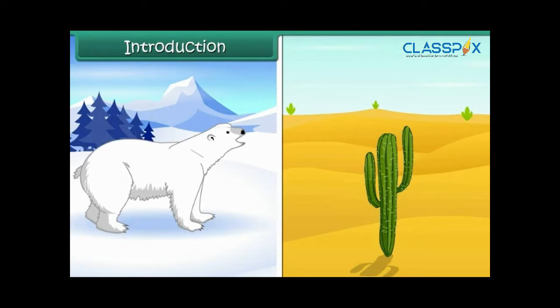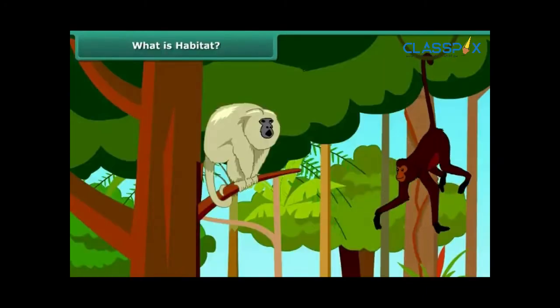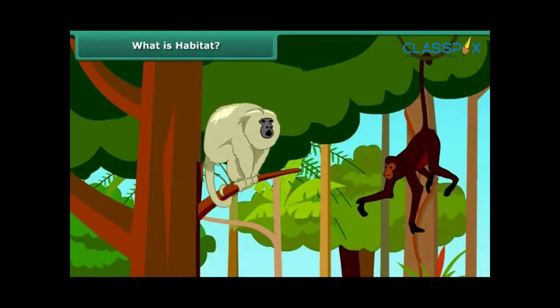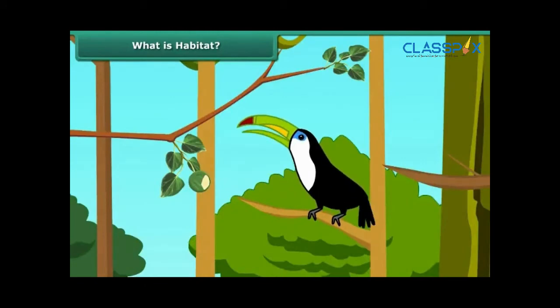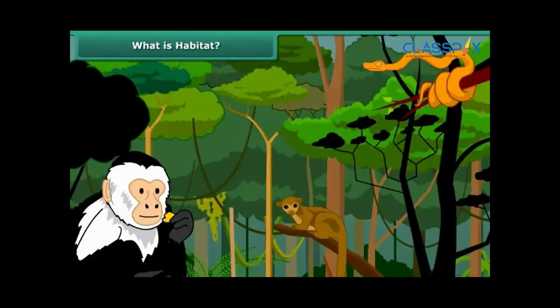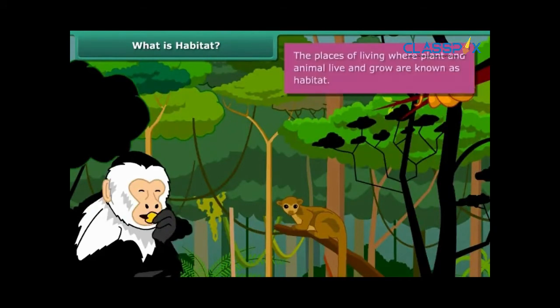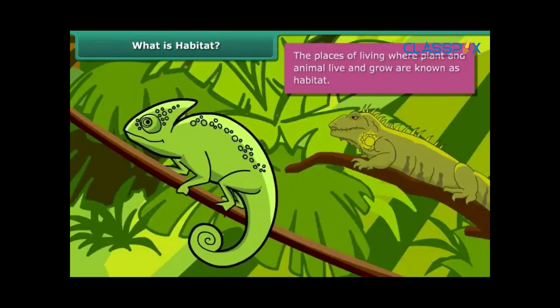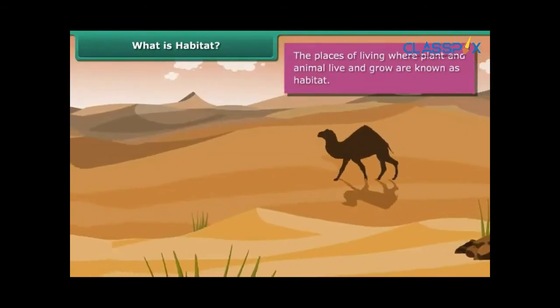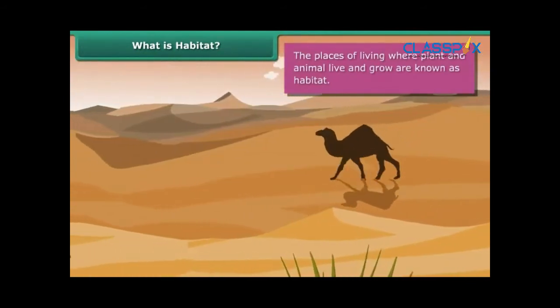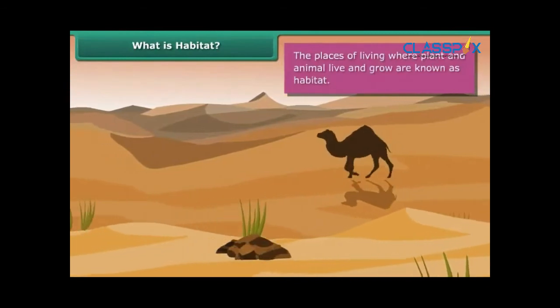In this lesson, we are going to learn how different plants and animals adapt according to their habitats. We all know that every organism requires some place where its basic necessities like food, water, and shelter should be met. This place of living where plants and animals live and grow is known as habitat. All living organisms should adapt themselves to their habitat to thrive and survive in the surroundings.